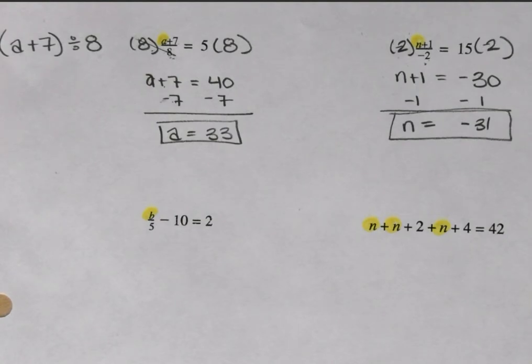Yeah, like that, okay? And now notice how I have d over 5. What's happening here? Is it being added, subtracted, multiplied, or divided? What's the opposite of division?